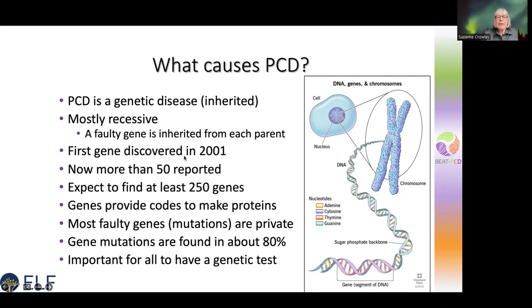So the first gene for PCD was discovered only in 2001, so not very long ago. We now know of more than 50 genes that are known to cause PCD, but there are probably at least 250. So there are still a lot of genes to be discovered. The other thing about the mutations, or the mistakes in the coding in our genes, is that most of these gene mutations are private, meaning that they are found only in that individual, or in that individual's family, or in a small number of people.